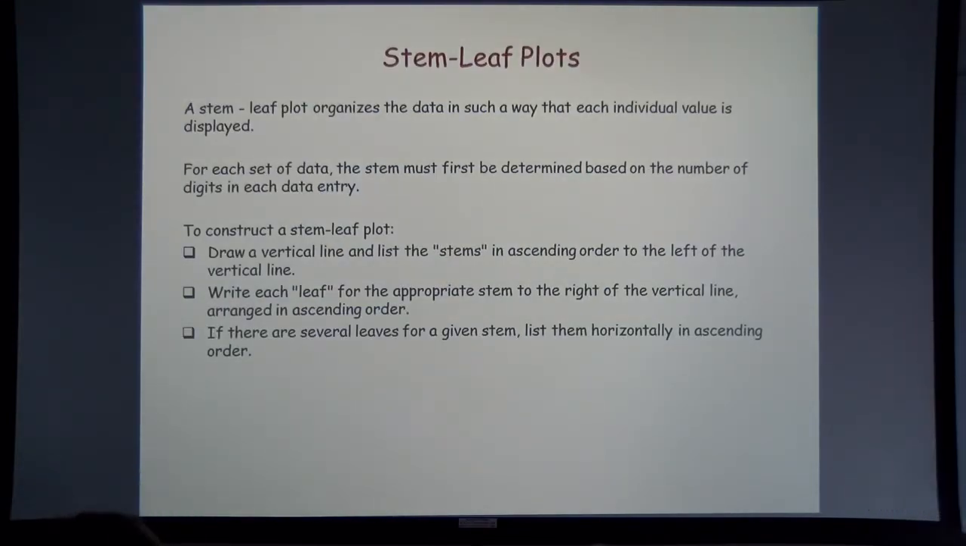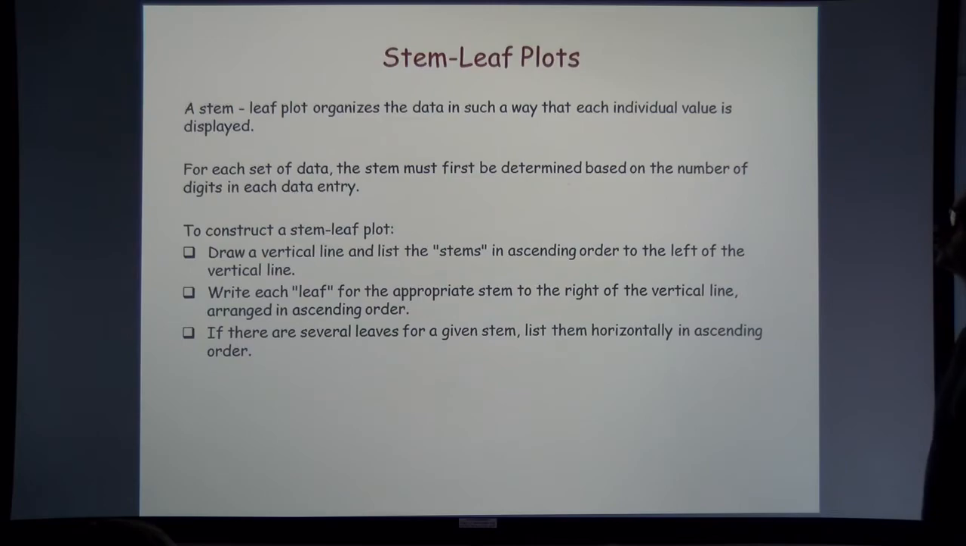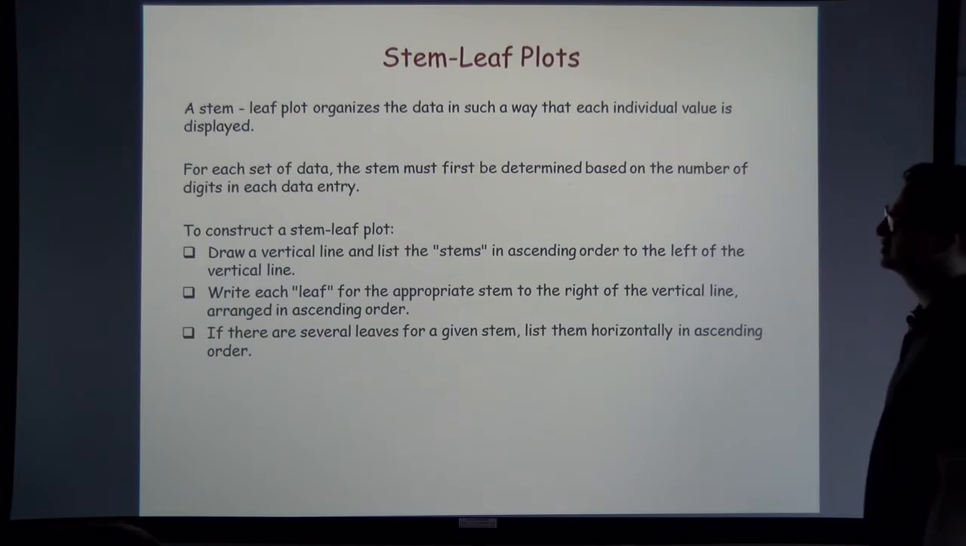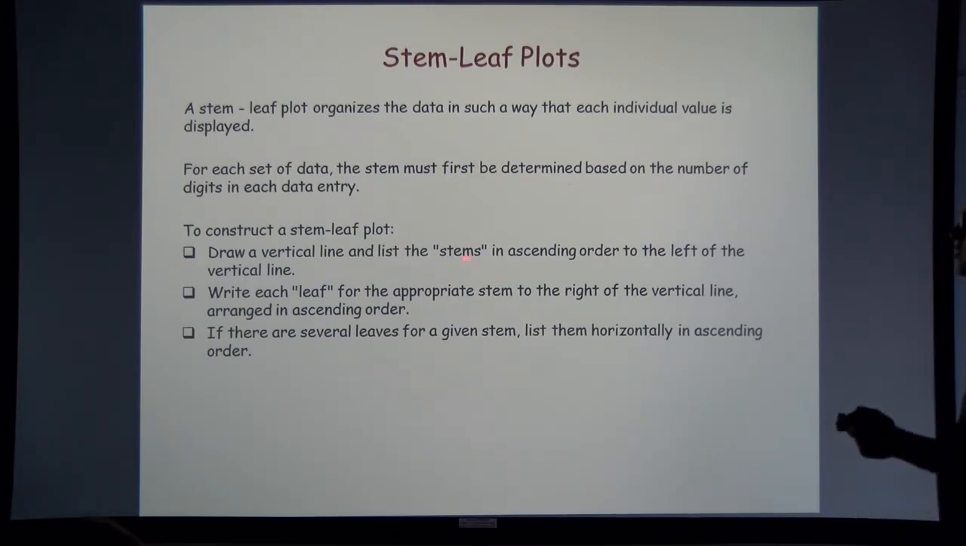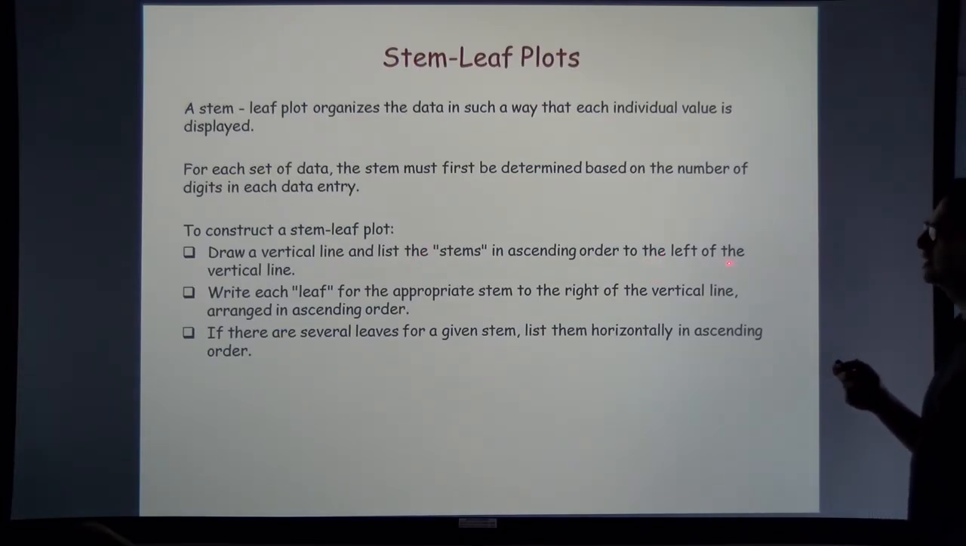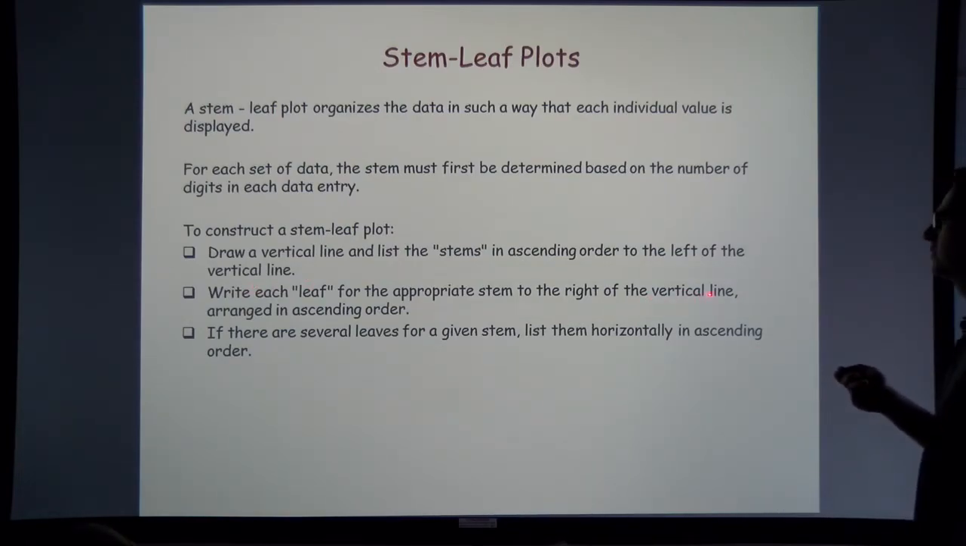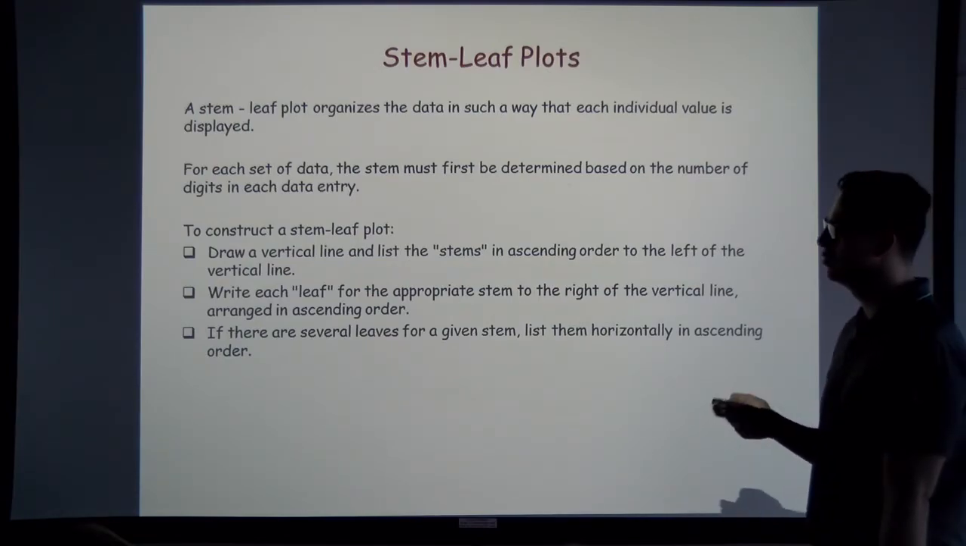Stem and leaf plots. Have you guys dealt with stem and leaf plots before? Yes? Okay. Stem and leaf plots organize the data in such a way that each individual value is displayed. So for each set of data, the stem must first be determined based on the number of digits in each data entry. So draw a vertical line and list the stems in ascending order from the left of the vertical line. Write each leaf for the appropriate stem to the right of the vertical line, arranged in ascending order. If there are several leaves for a given stem, list them horizontally in ascending order.